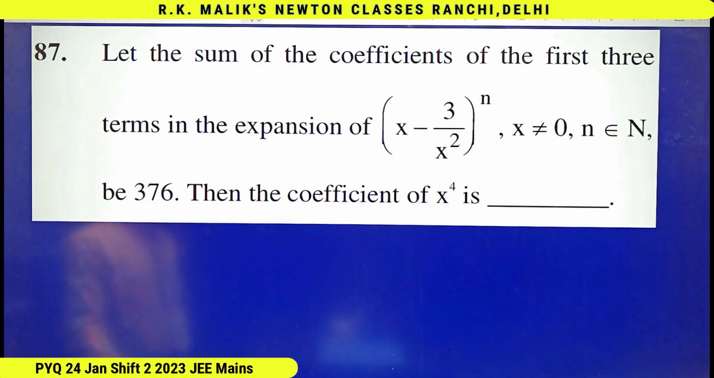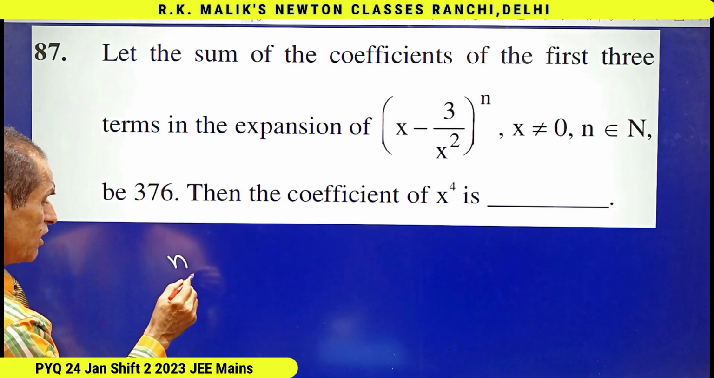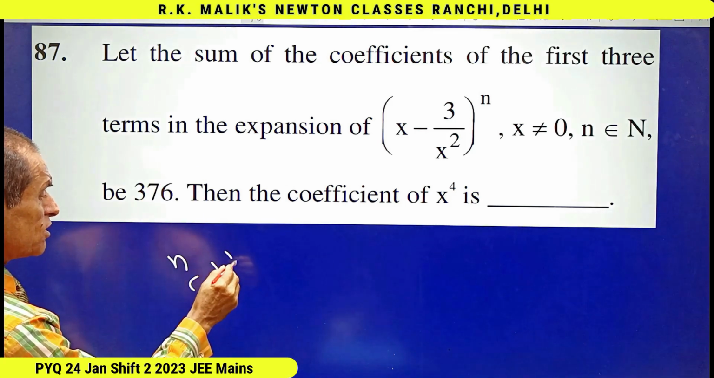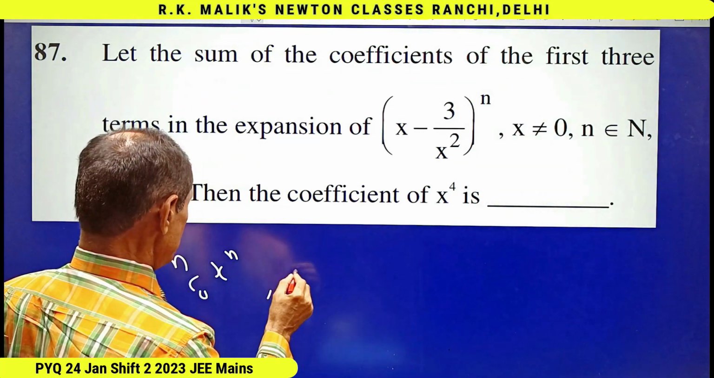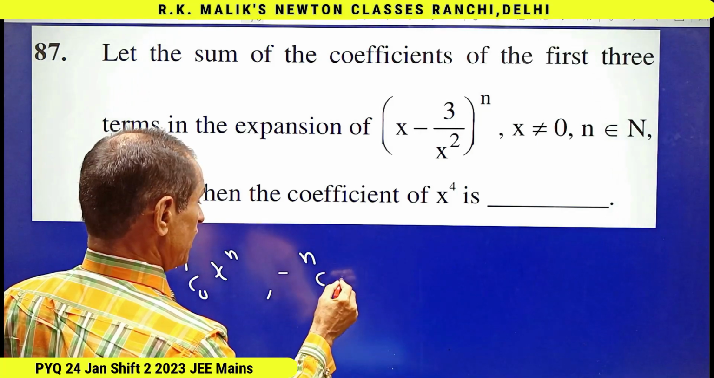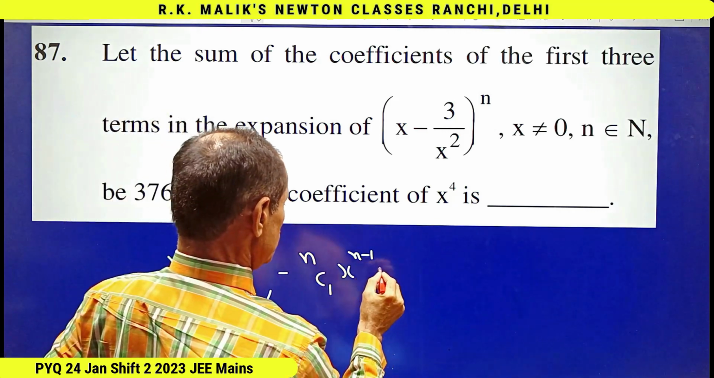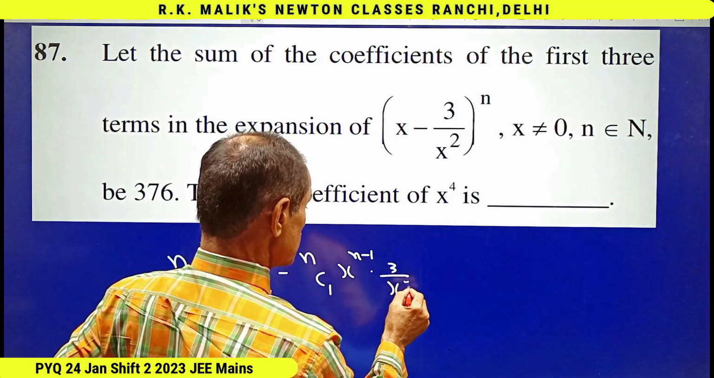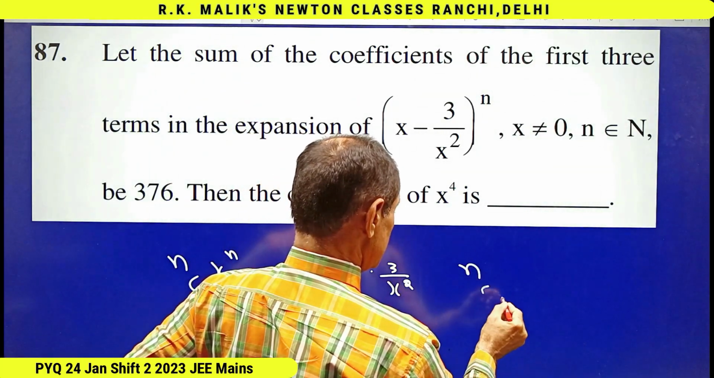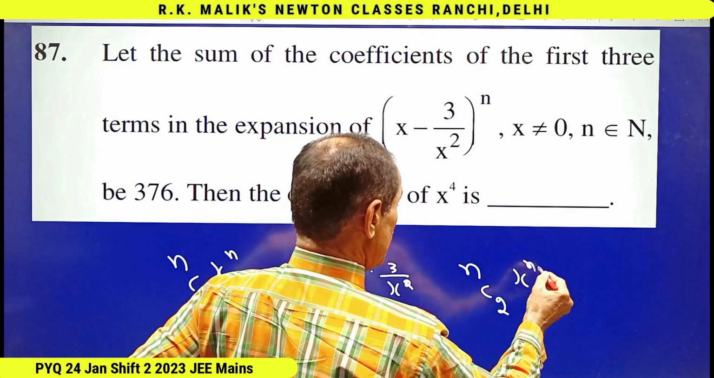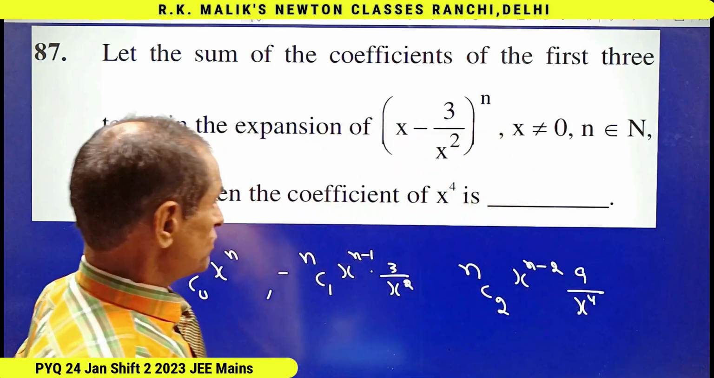It is clear that the first three terms in the expansion of this will be nC0 x to the power n, minus nC1 x to the power n minus 1 into 3 by x square, and the third term will be nC2 x to the power n minus 2 into 9 by x to the power 4.